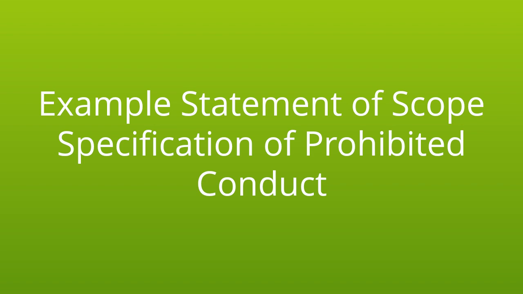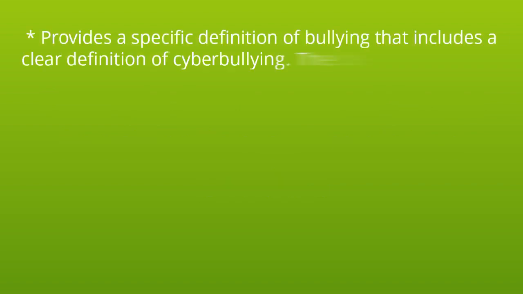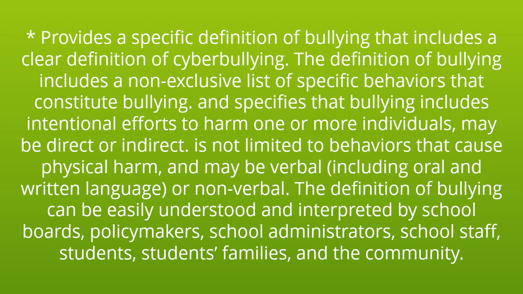Specification of prohibited conduct. Provides a specific definition of bullying that includes a clear definition of cyberbullying. The definition of bullying includes an exclusive list of specific behaviors that constitute bullying, and specifies that bullying includes intentional efforts to harm one or more individuals, may be direct or indirect, is not limited to behaviors that cause physical harm, and may be verbal, including oral and written language, or nonverbal. The definition of bullying can be easily understood and interpreted by school boards, policy makers, school administrators, school staff, students, students' families, and the community.